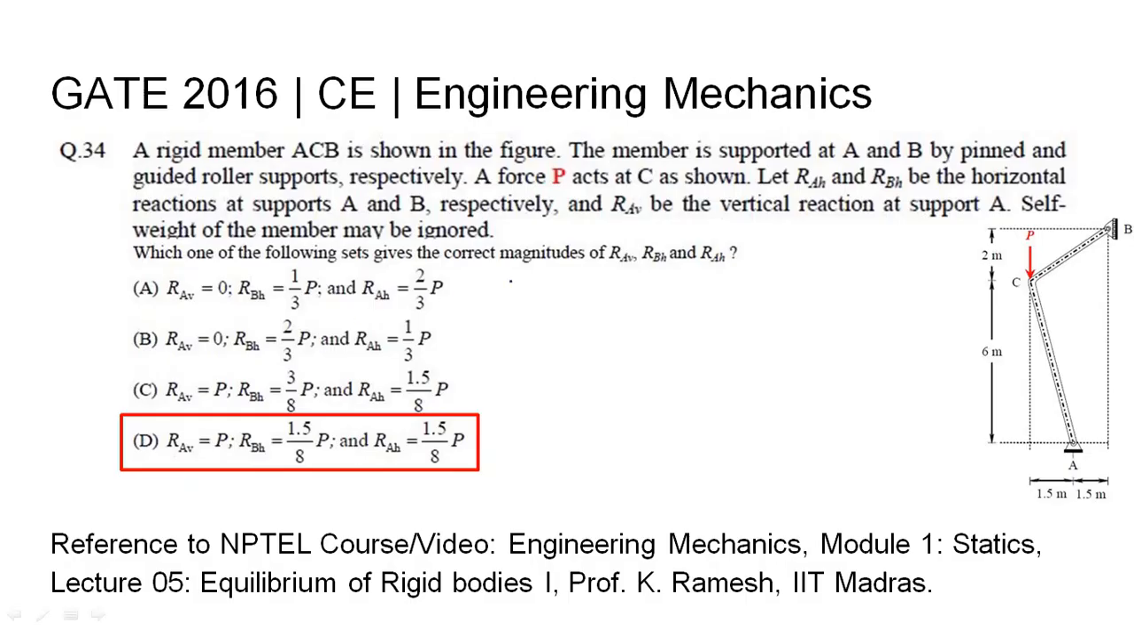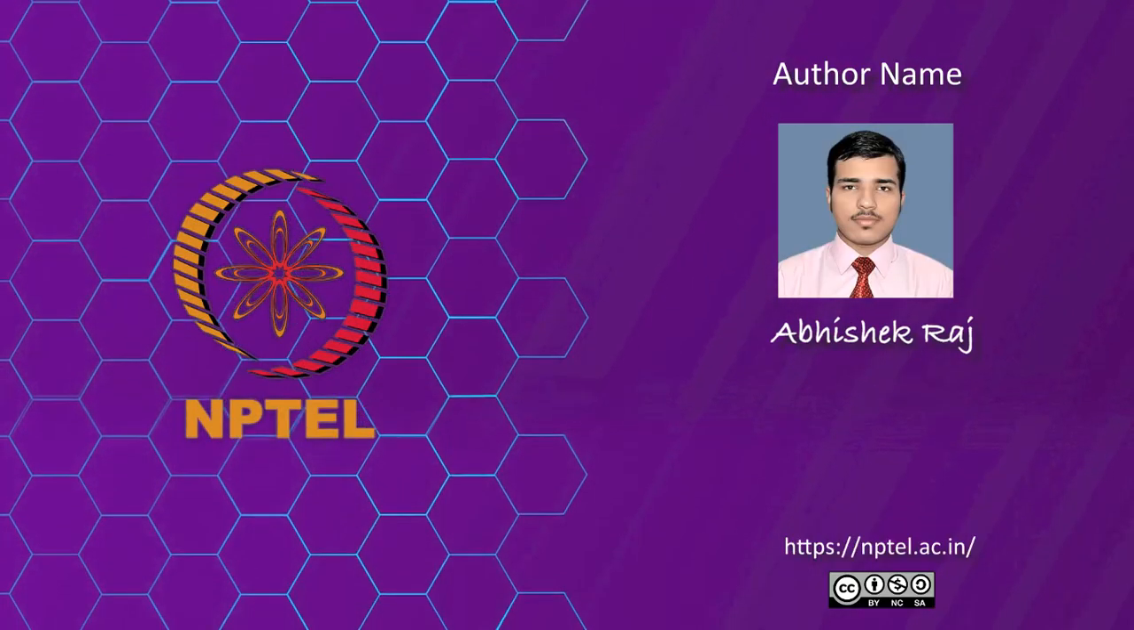So the magnitudes of RAV, RBH and RAH were found to be P, 1.5 P by 8 and 1.5 P by 8 respectively, which is option D. The relevant NPTEL reference has been mentioned.